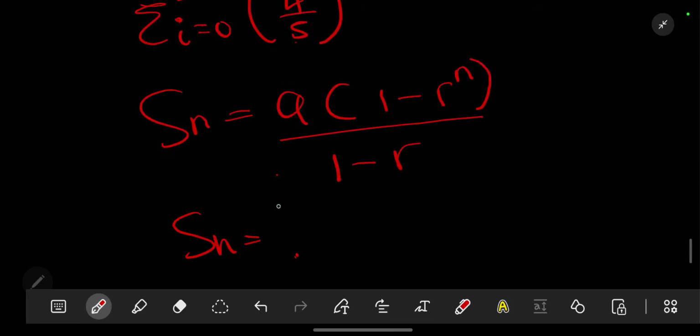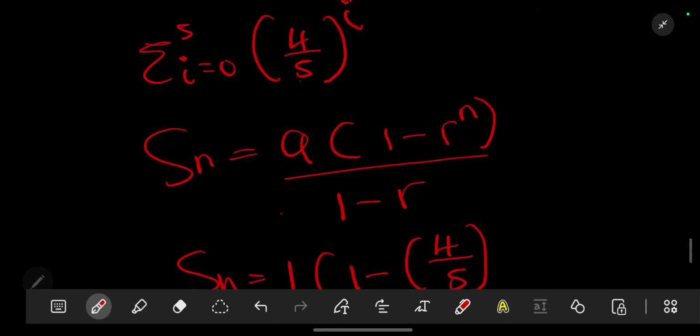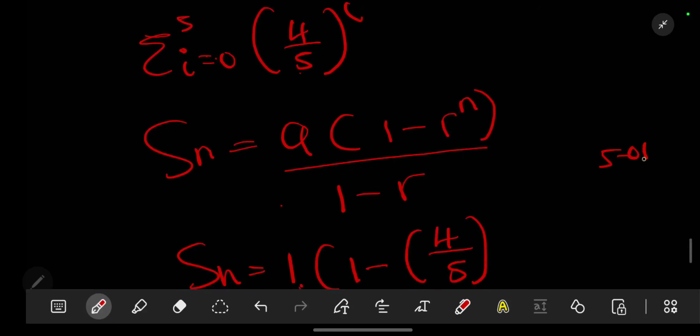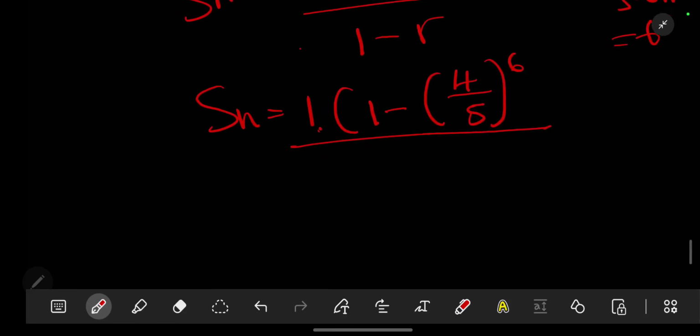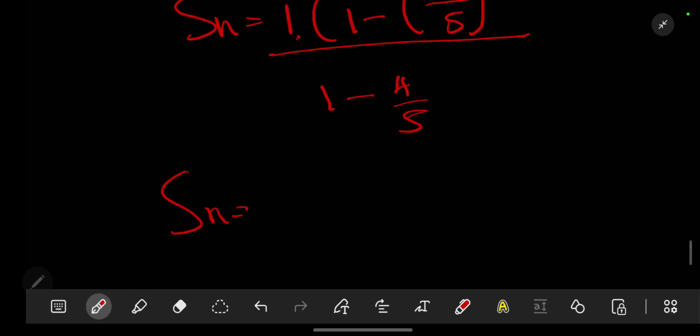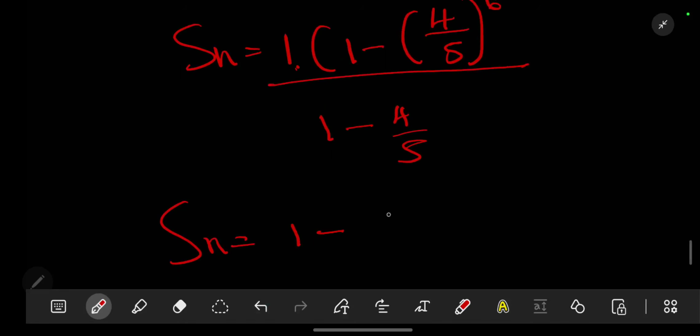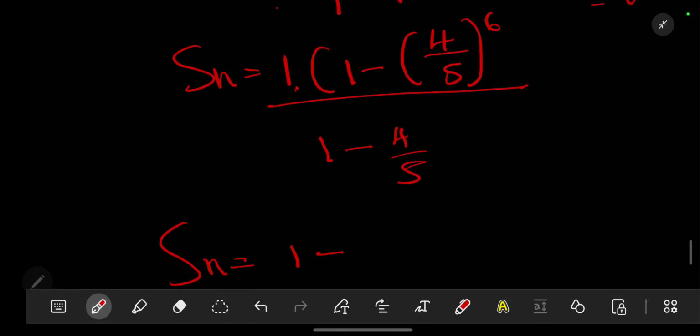So we have Sn equal to, the first term we found to be 1. Then we have 1 minus, what is our r? Our r is 4 over 5. Then to the power of how many terms? From 0 to 5, remember, we have 5 minus 0 plus 1, which is equal to 6. So we have power 6, over 1 minus 4 over 5. So our Sn should be equal to, 1 doesn't change anything, so we just say 1 minus 4 to the power 6. What is 4 to the power 6?